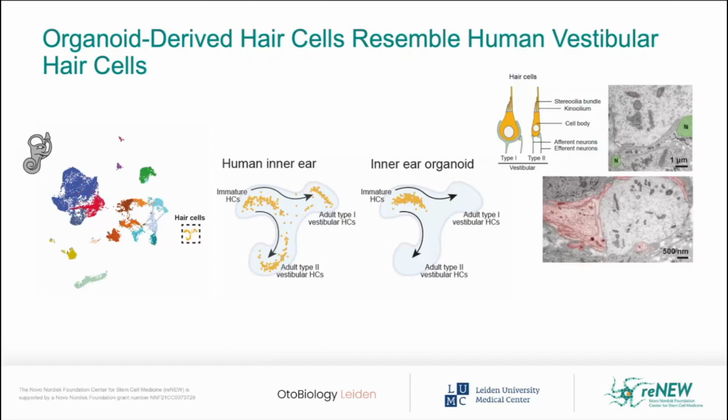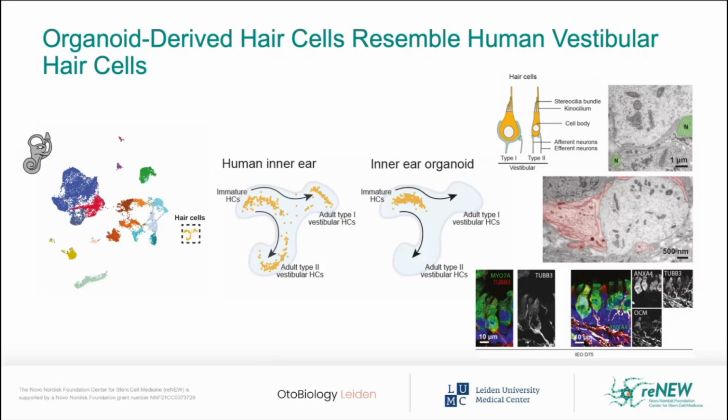However, if we look a little bit more closely, we can see some characteristics of type 1 versus type 2 hair cells. Type 1 hair cells have a really specific calyx-like synapse, while type 2 hair cells only have bouton-like synapses. With electron microscopy of hair cells in our organoids, we could see bouton-like synapses, but also some hair cells with calyx-like synapses, showing that we have both immature type 1 and type 2 hair cells in there. And we also confirmed this by immunohistochemistry.